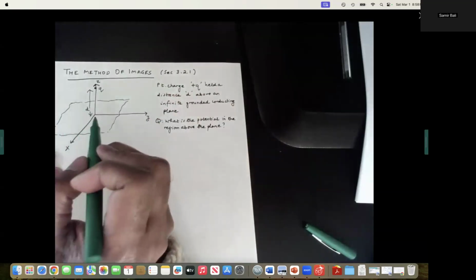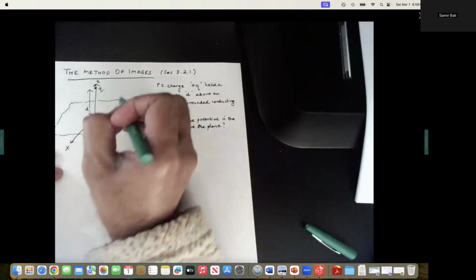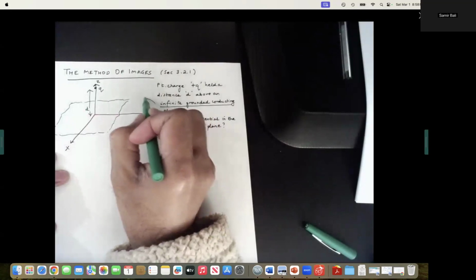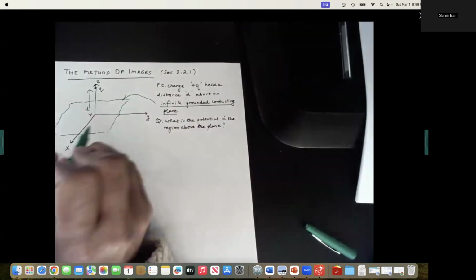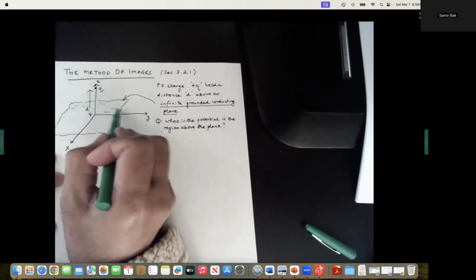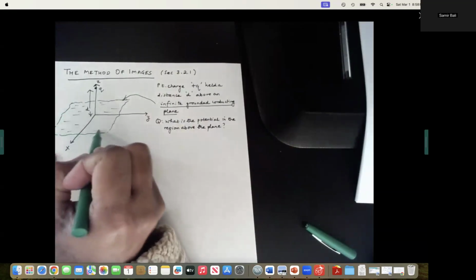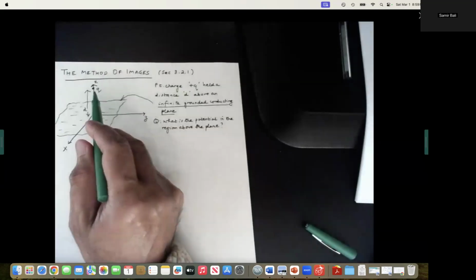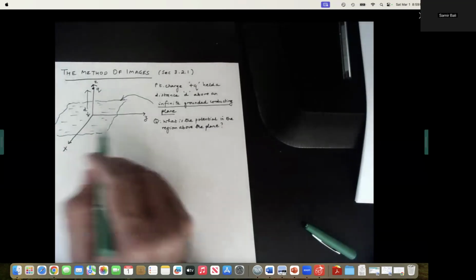And so now this is an infinite grounded conducting plane, right? So the q obviously is going to induce, if it's positive, it induces some negative charges on this plane. Okay, and the Q holds them there. They're not able to just flow away to the ground.